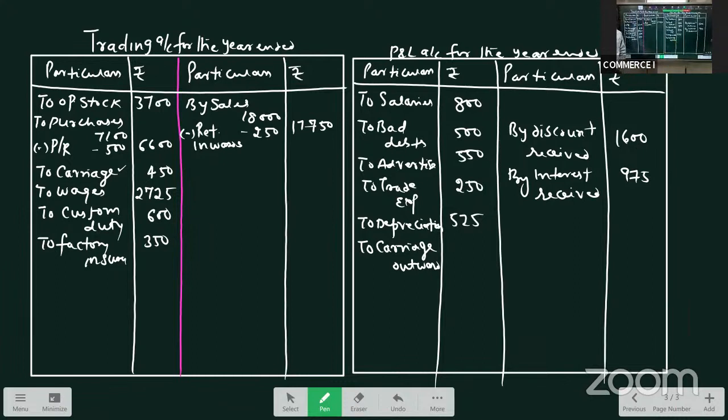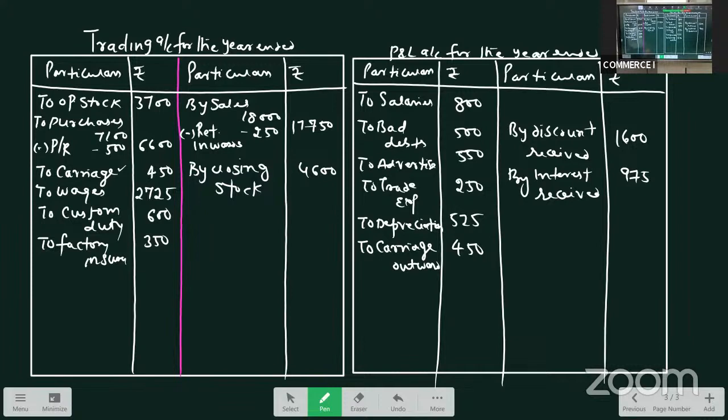What is the amount? Amount is 450. And lastly, we have closing stock, 4,600. We have cleared all the items given in the question, that is, the trial balance. Now, what is left? Balancing part is left.